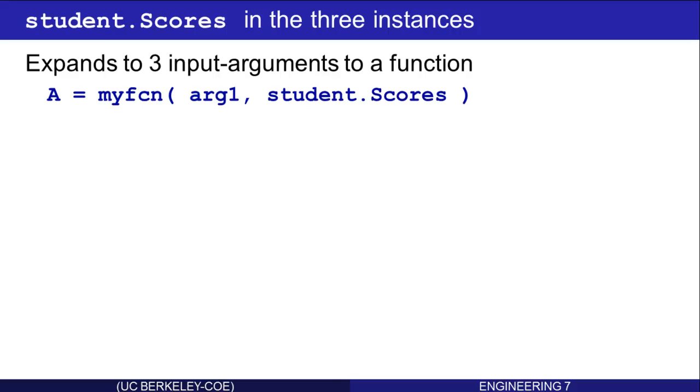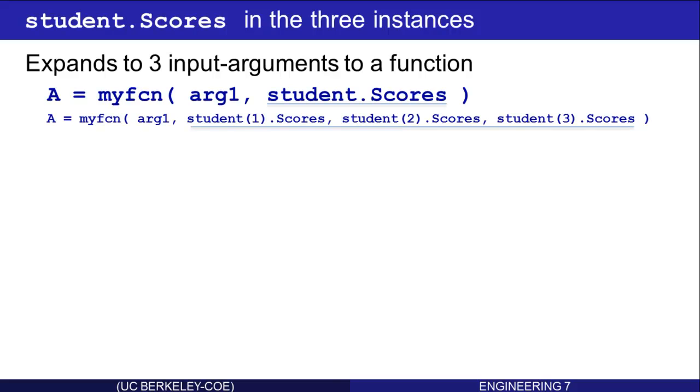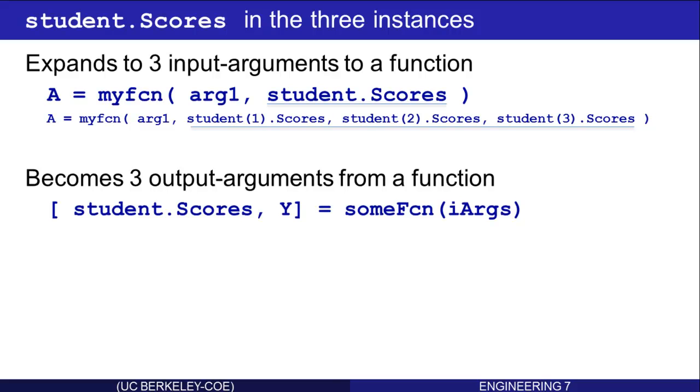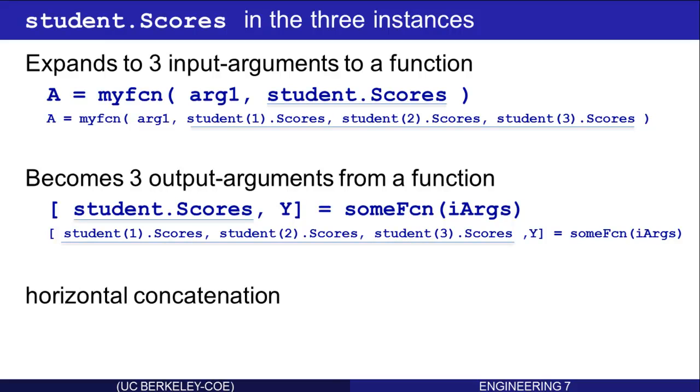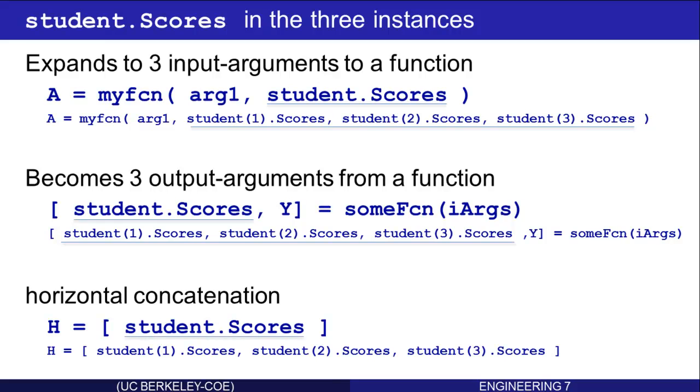Here it appears that my function is being called with two input arguments, but student.Scores is actually expanded to a comma-separated list of the scores field of all the array elements. Therefore, this is the actual call to my function. Next, as an output argument. Here, some function appears to be called with two output arguments. But again, student.Scores is expanded. Therefore, the call to some function is actually of this form. Finally, this expression simply expands to a concatenation of all the elements of the scores fields.